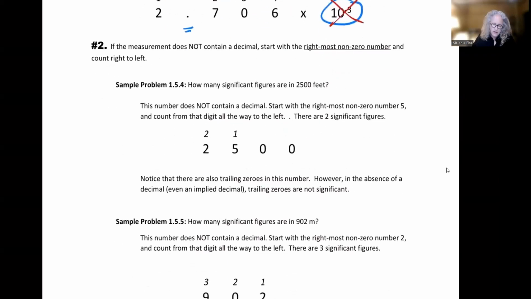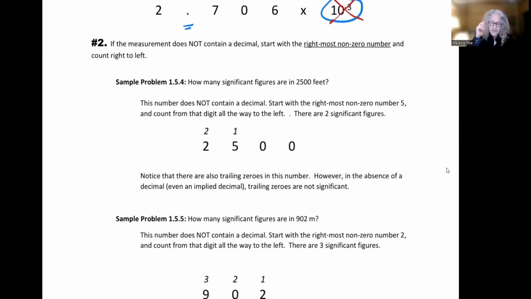Second rule in counting sig figs. If the measurement does not contain a decimal, start with the rightmost non-zero number and count to the left. Count right to left. So here we have 2,500 feet. Yes, there's an implied decimal, but we're not talking about implied decimals. We're talking about explicit decimals. So there's no decimal here. So we're going to start with the rightmost non-zero digit, which is 5, and we're going to count to the left. So we have 2 sig figs in this number.